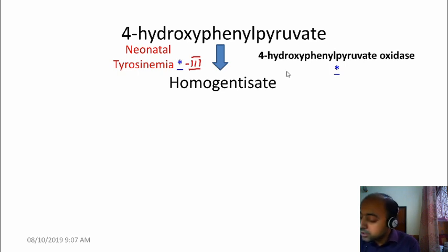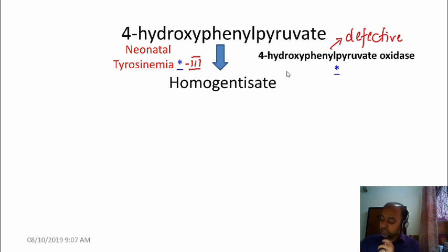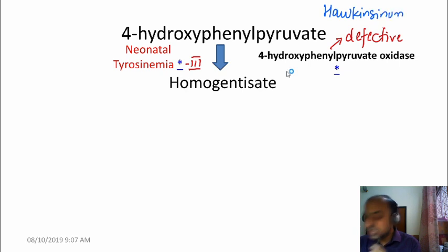In other individuals, the hydroxyphenylpyruvate oxidase may be defective. See, there are two things. One is deficient, where the enzyme is not there. In other individuals, the enzyme is there but it is not working properly, so it is the defective enzyme. In this case, the disorder that we get to see is Hawkinsinuria. I'll tell you about this, don't worry. If the enzyme is defective, then the condition that we get is Hawkinsinuria.